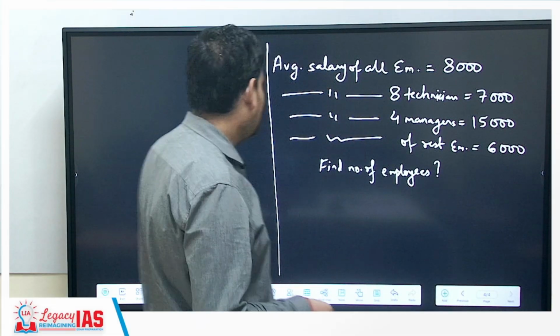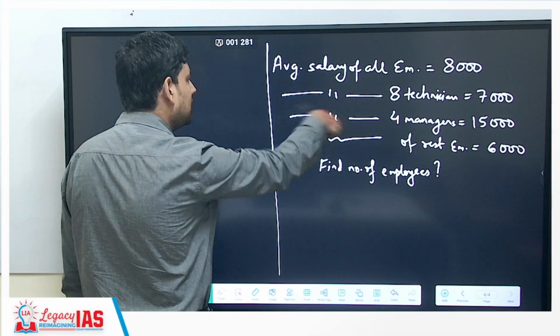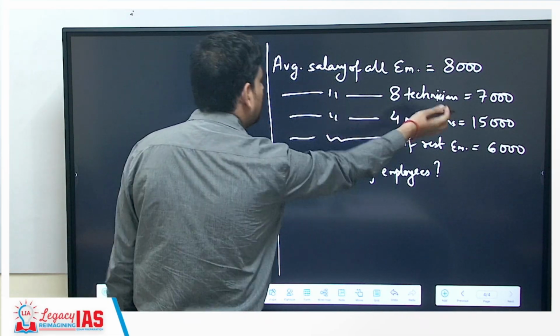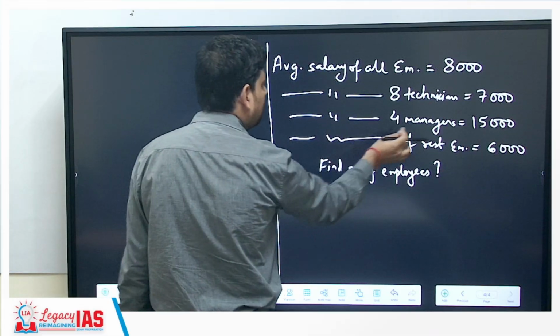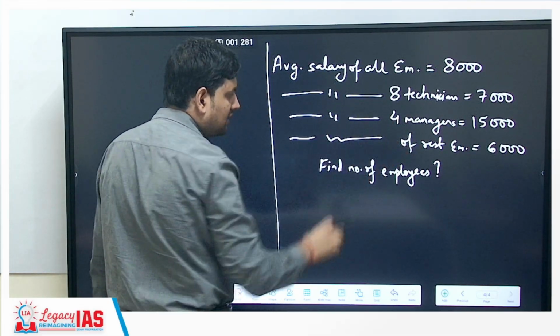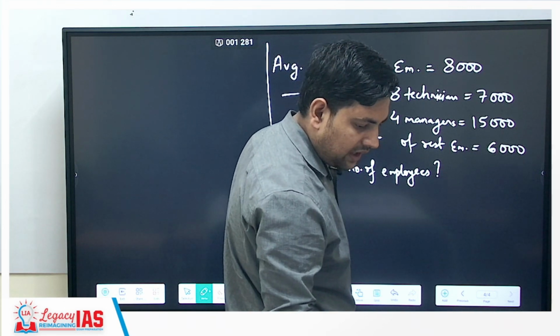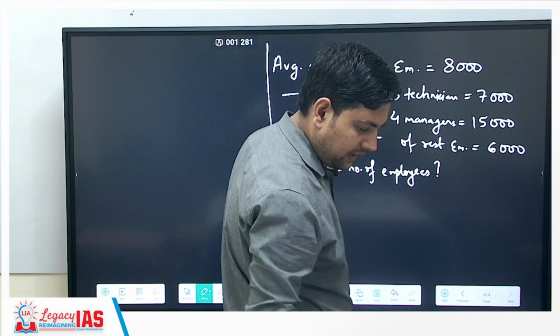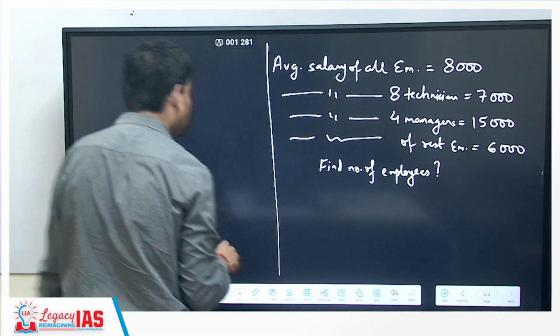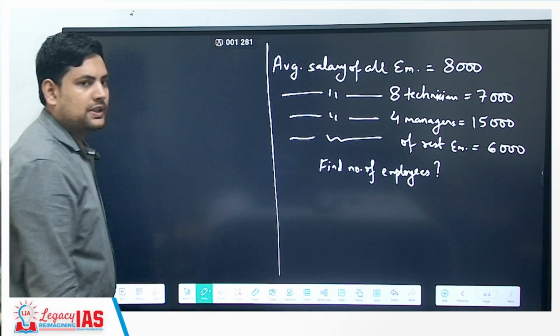Now, let's start. Average salary of all employees is 8,000. Average salary of 8 technicians is 7,000. Average salary of 4 managers is 15,000. Average salary of the 6 of the rest of the employees is given as 6,000. Now you need to find the number of employees.